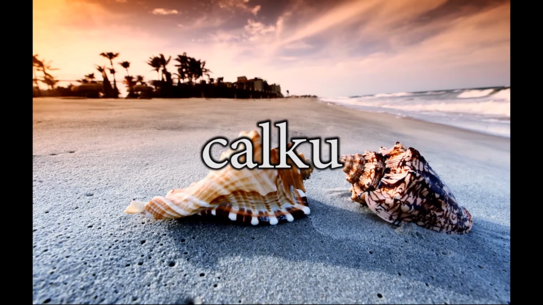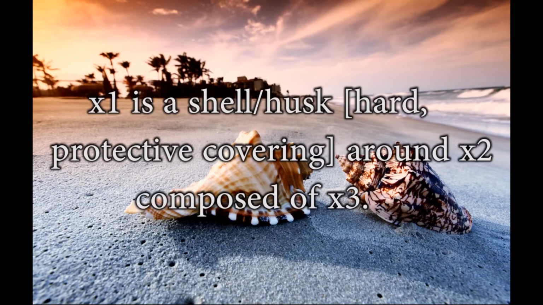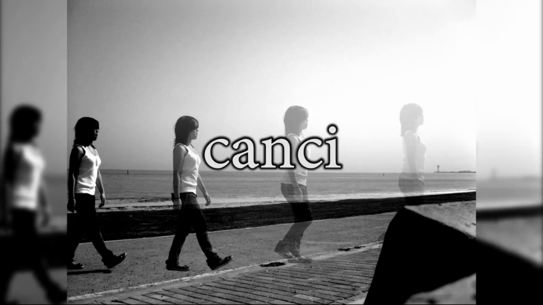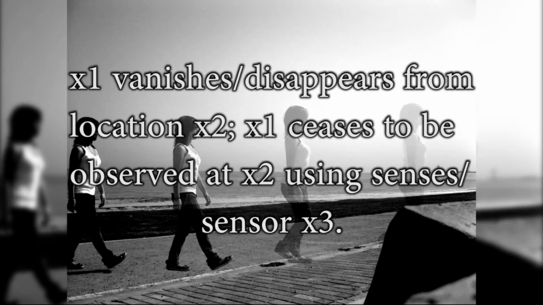Shalku. X1 is a shell or husk around X2 composed of X3. Shanshi. X1 vanishes or disappears from location X2. X1 ceases to be observed at X2 using senses or sensor X3.